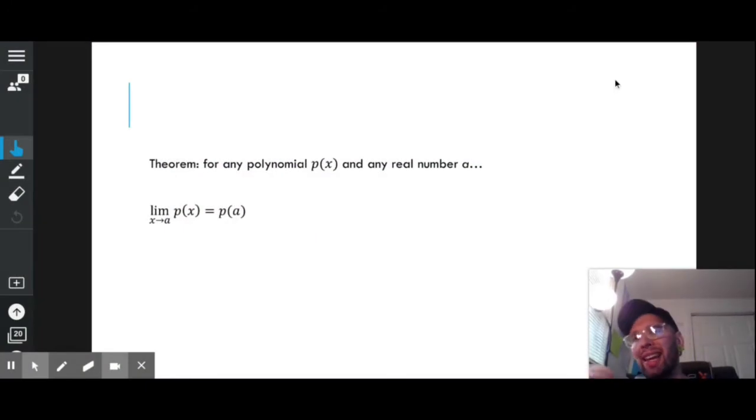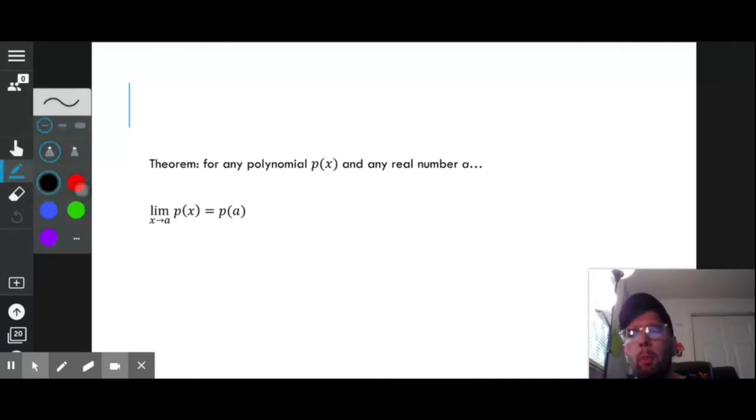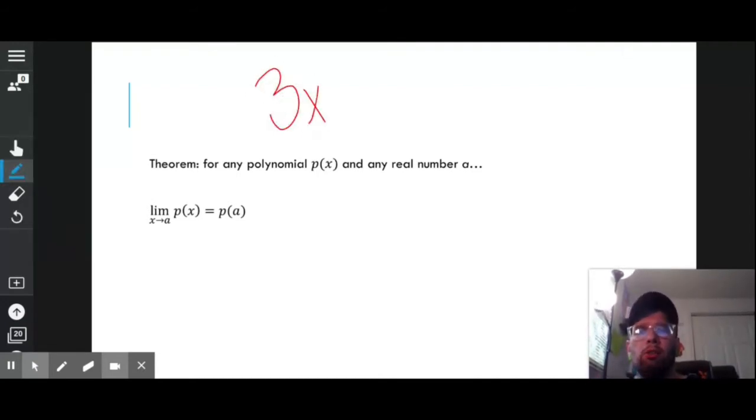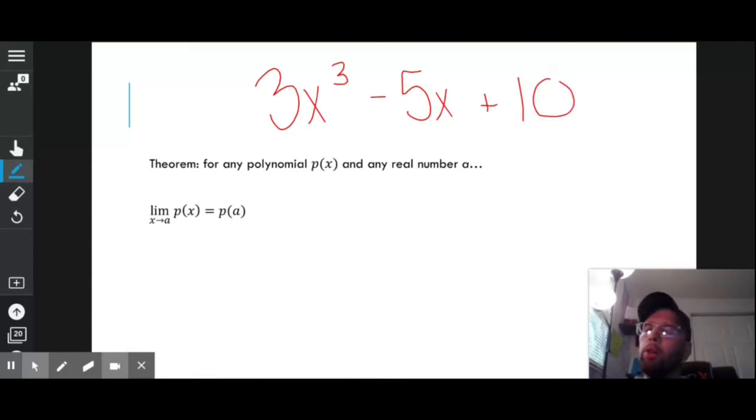Now, a little handy shortcut that we learned from all of those theorems is, as long as we have just a polynomial, and by definition, a polynomial could look something like this: 3x cubed minus 5x plus 10. What you're not going to see is negative exponents. A polynomial always has positive exponents, so you don't have to worry about discontinuity, those points of discontinuity, those explosion points.